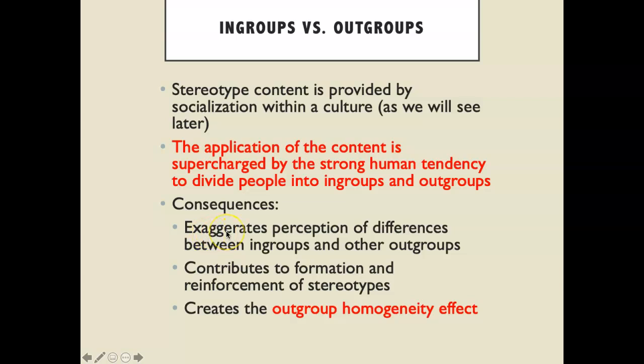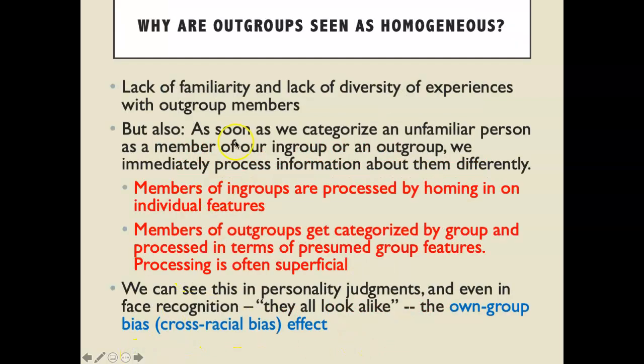So the consequences: we exaggerate perceptions of differences between in-groups and other out-groups, and this, of course, also contributes to the formation and reinforcement of stereotypes. And hence what happens is we end up with a phenomenon known as outgroup homogeneity. So outgroups tend to be seen, again, we underestimate the differences, we see the outgroup members as more homogeneous, more similar to each other. Part of that has to do with lack of familiarity and lack of diversity of experiences with outgroup members, but also as soon as we categorize an unfamiliar person as a member of our in-group or an out-group, we immediately process information about them differently.